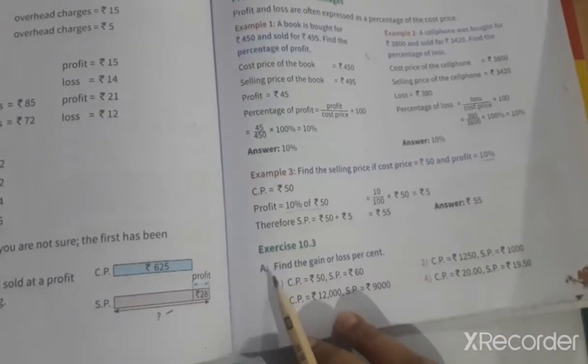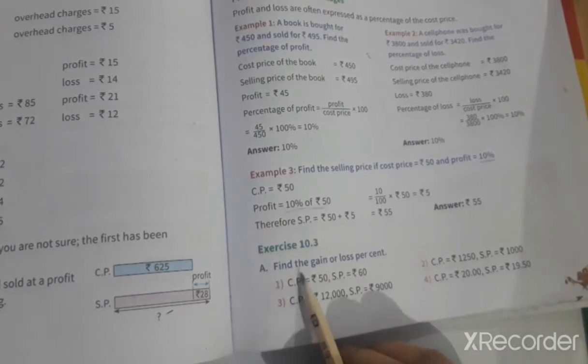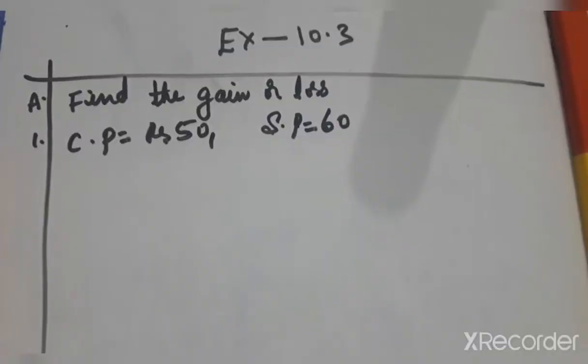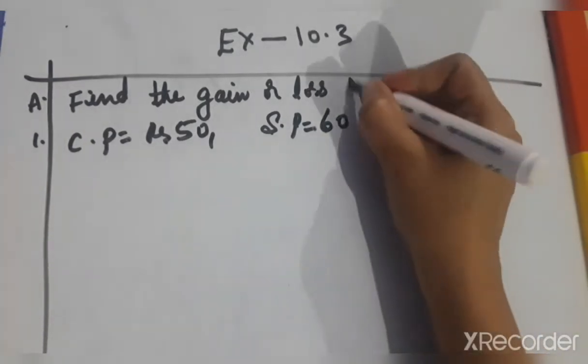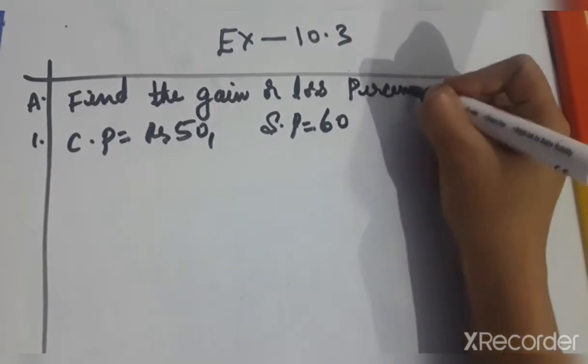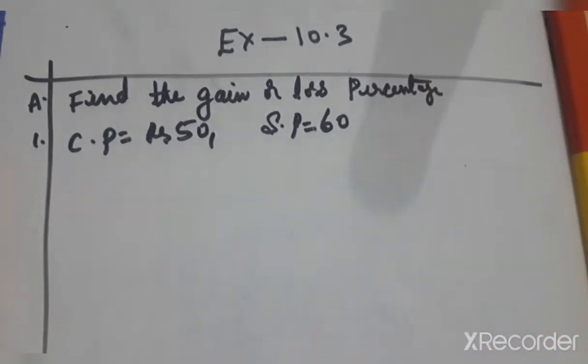Now exercise 10.3, A main: find the gain or loss percentage. So here the cost price is given. The cost price is 50 and the selling price is 60. So here we have to find the gain or loss percent.